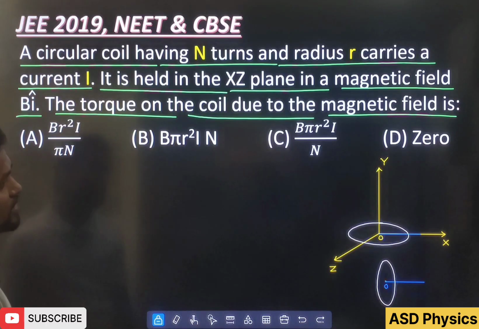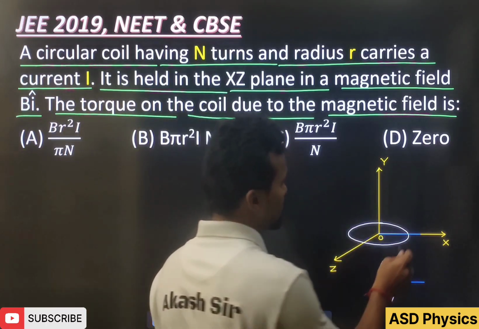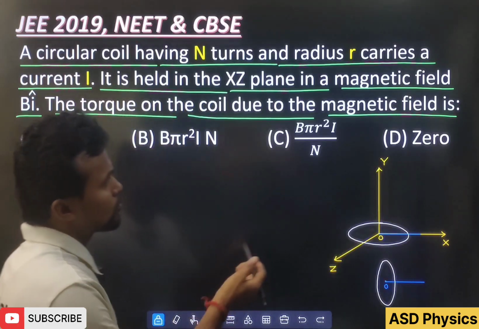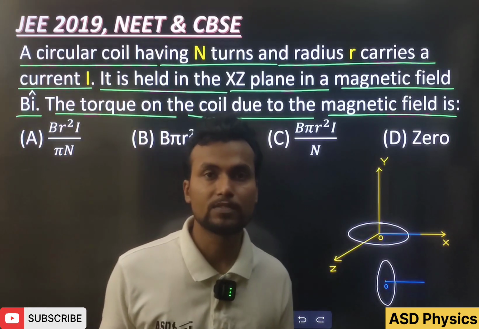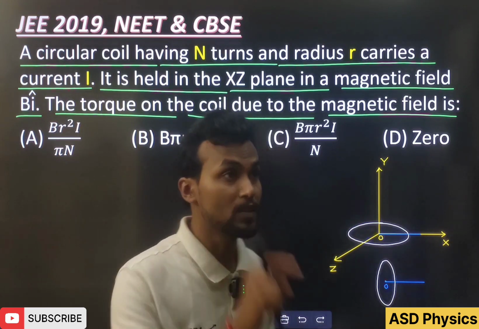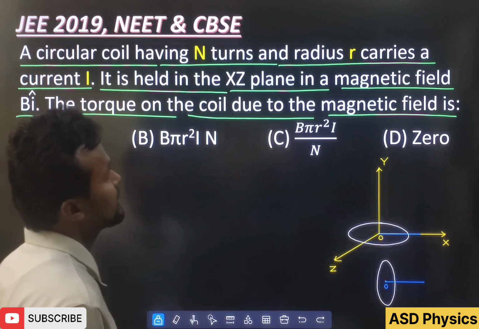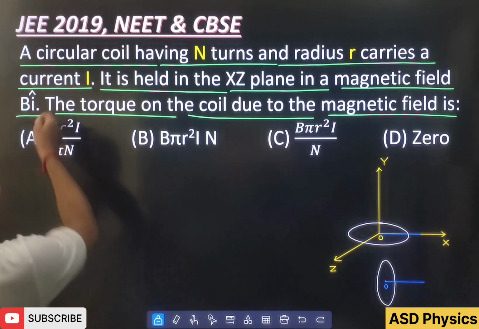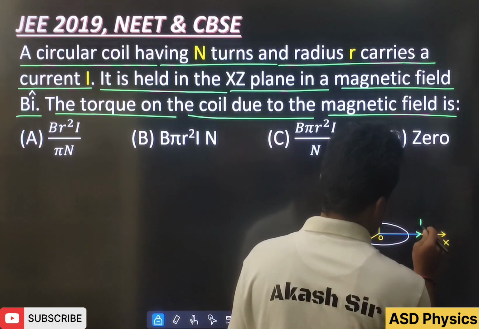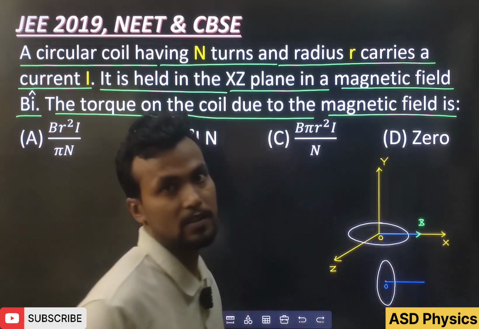Okay. So in this question you can see very well, here I have drawn one coil that is carrying the current. Now the torque formula we know very well from a previous video. Torque depends upon the magnetic moment and the external magnetic field. In the question they have given the magnetic field in which direction? B i cap, that means along the x direction. Okay, so this is the direction of the magnetic field.